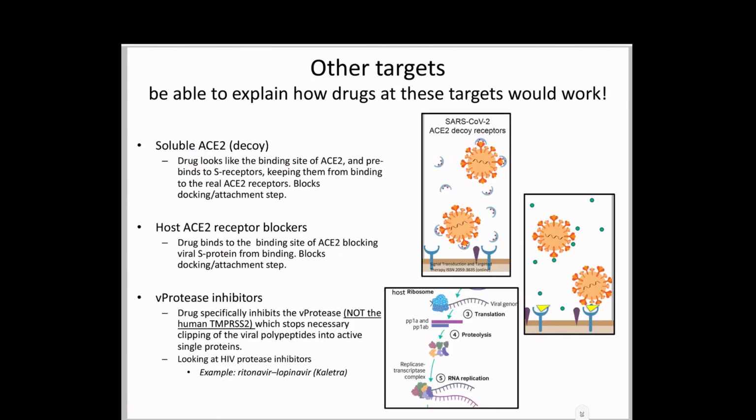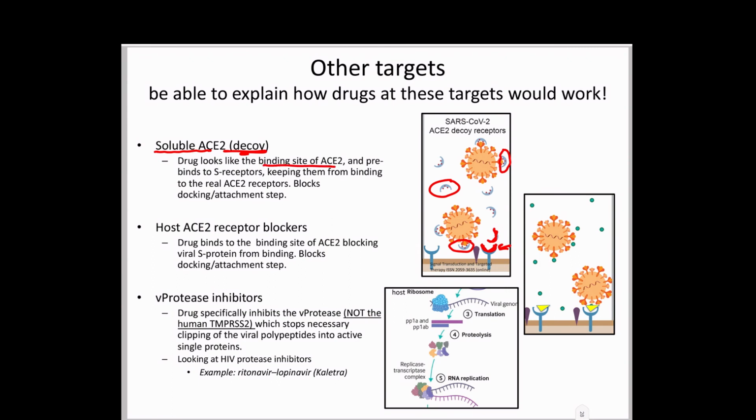Some other drug targets that we don't have drugs quite as far along in the development process, but that you are definitely going to be seeing eventually, are going to be decoy drugs, also called soluble ACE2, which basically consist of a small drug that looks like the binding site for ACE2. So that drug here is trying to mimic the shape of that ACE binding site. The idea is that that drug that mimics the binding site is going to bind to the S proteins, and then once the S proteins are bound, they're not going to be able to bind to the real ACE2.